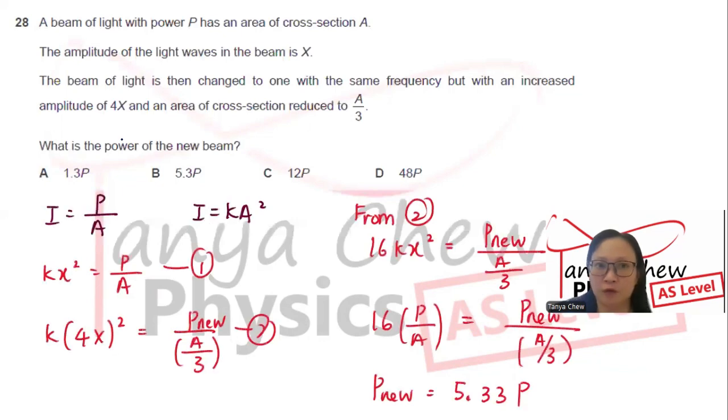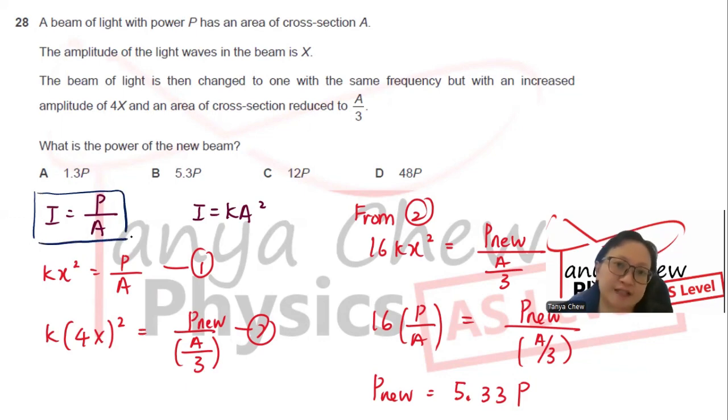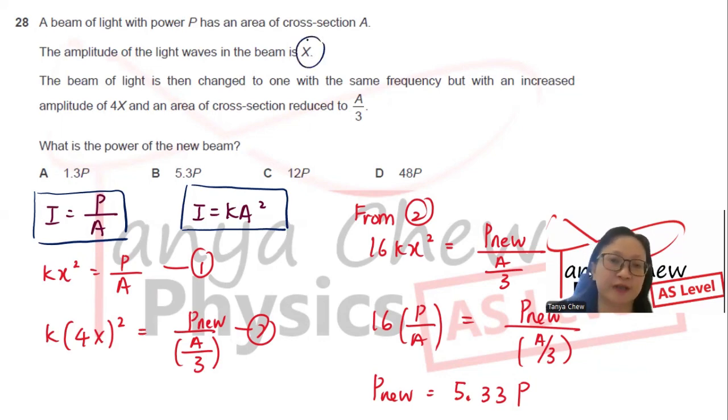First of all, find out the relationship between intensity and amplitude, or cross-section A and power. So intensity is defined as power per unit surface area. And intensity could also be related to amplitude, because intensity is directly proportional to amplitude squared. So I would say that kx squared is equal to power over surface area, where amplitude is given as x. So that is my first equation.